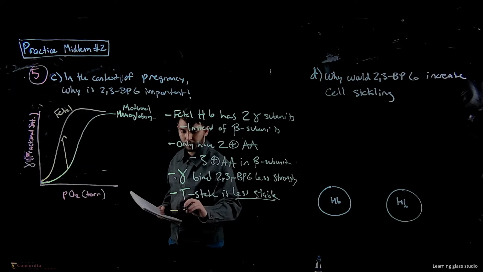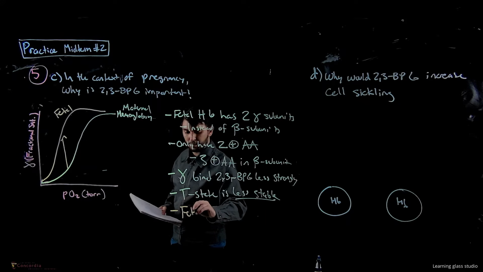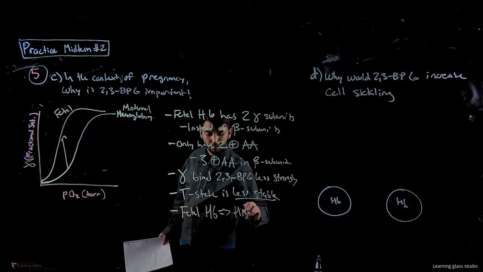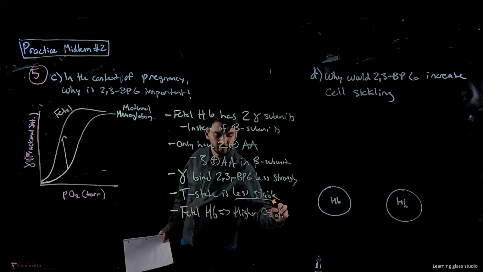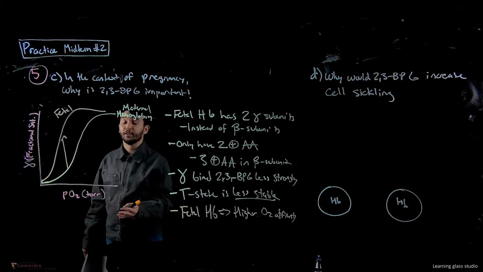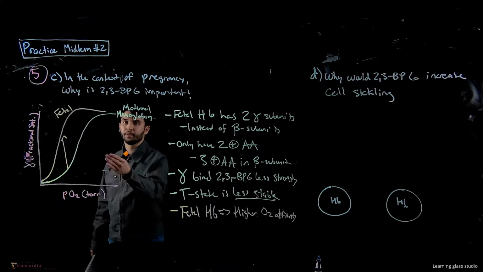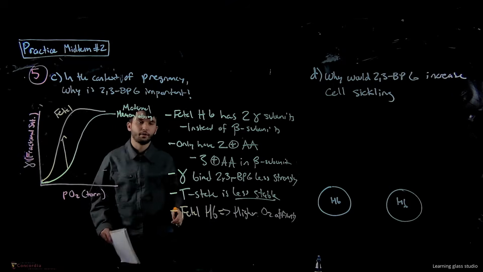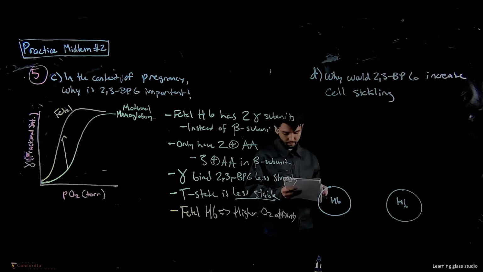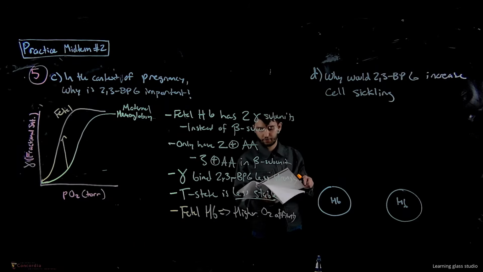So fetal hemoglobin has higher O2 affinity because it's more likely to be in the R state. Because of that, this is what facilitates transfer of oxygen from maternal hemoglobin to fetal hemoglobin, supplying the fetus with oxygen. All right, next question.